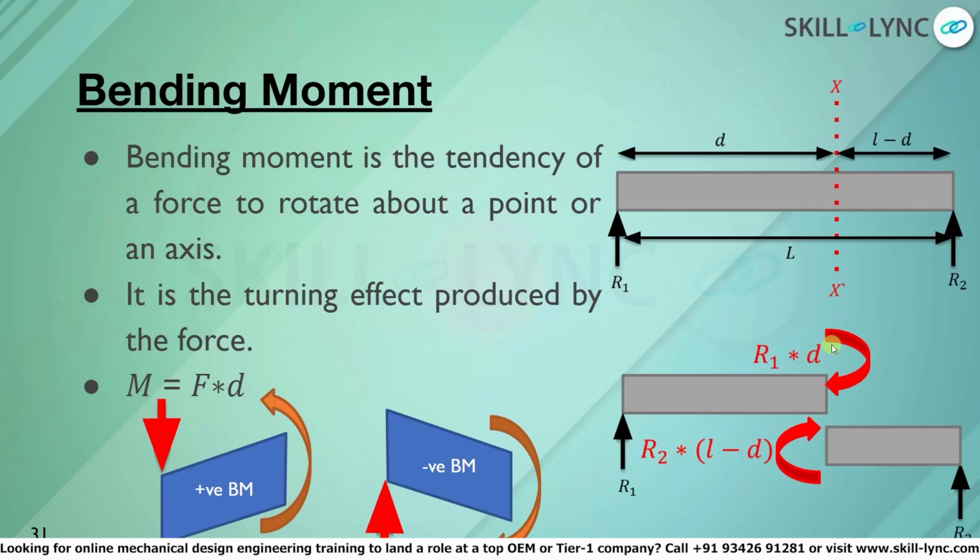Now, let us assume that there is a section x dash across the cross section of the beam. This section is at a distance D from R1 and a distance L minus D from R2. Let us also assume that W1 acts at a distance x from x dash.